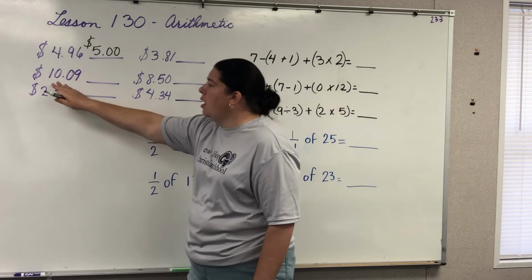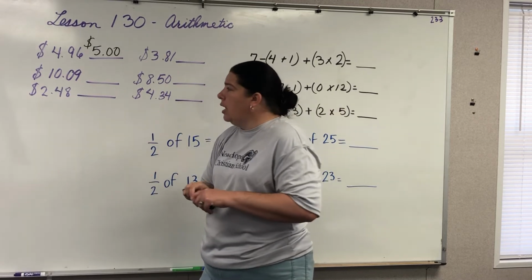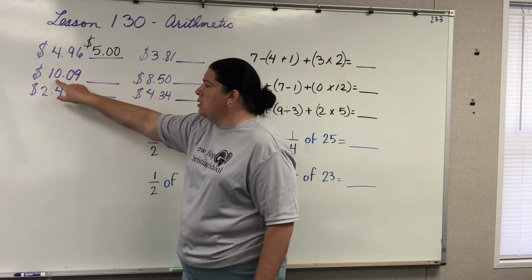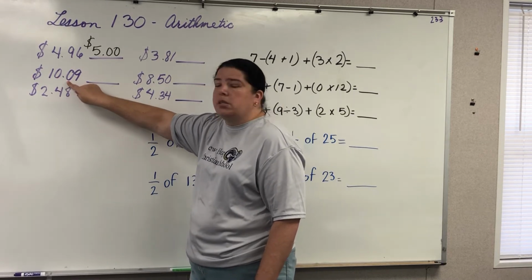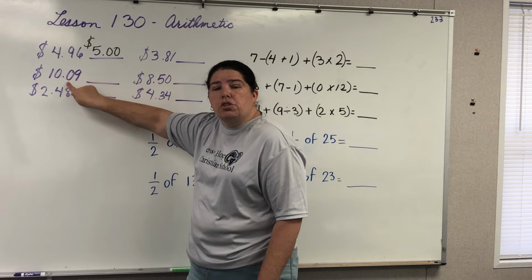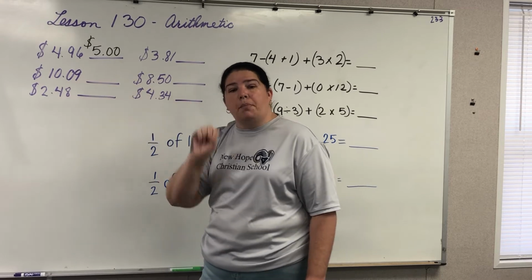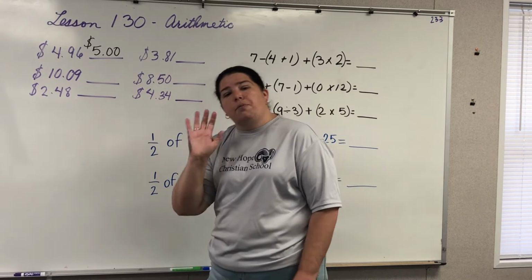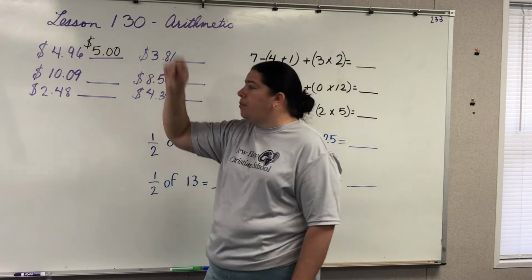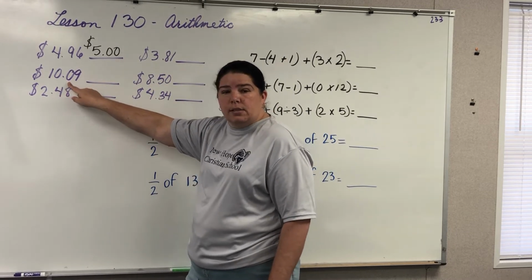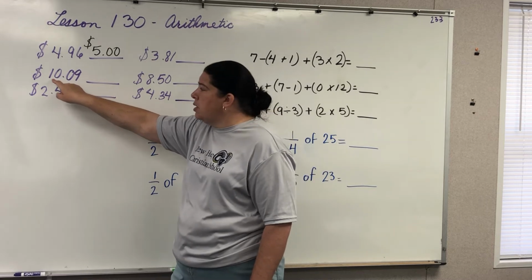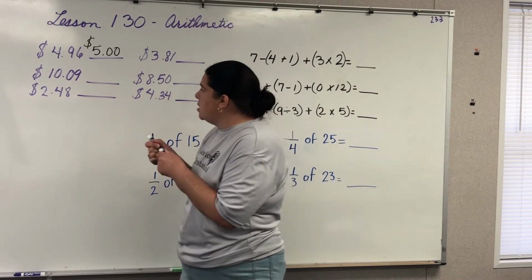Here we go, $10.09. Again, this is the dollar amount, $10. And we look at this number, 0. That tells us to round down because it's 4 and below, you round down. 5 and above, you round up. So $10.09 tells us to round down. So this $10 should stay at $10.